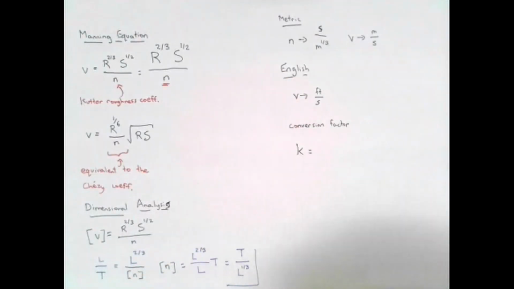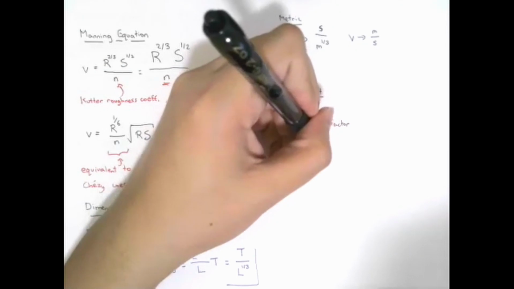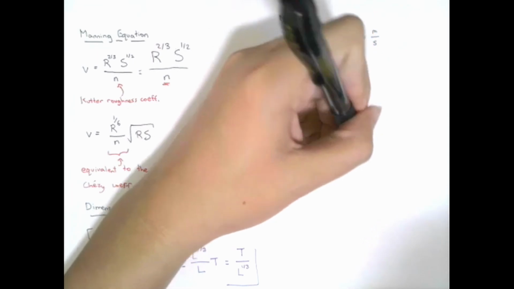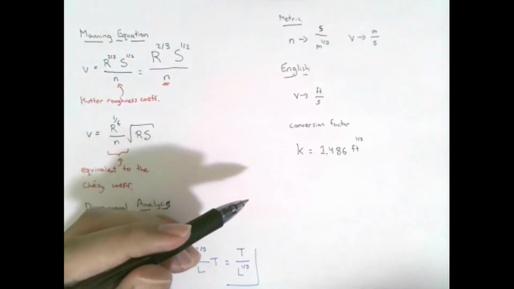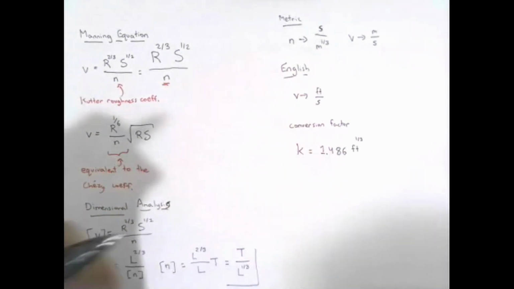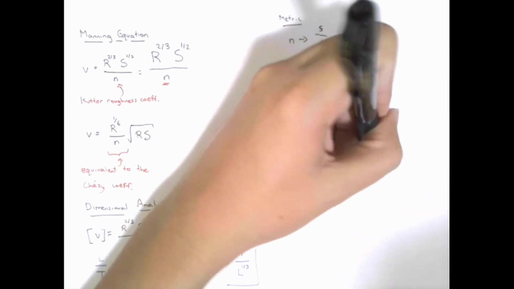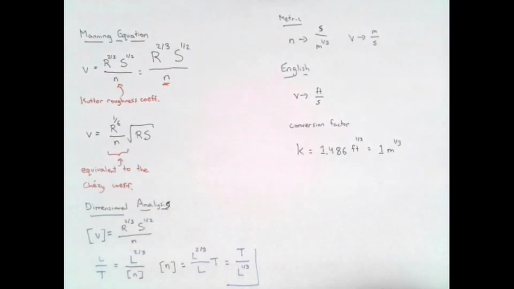And what is K? K is my conversion factor from English to metric units, or from metric to English units. So what do we know about K? We know that there are 1.486 feet to the power of 1/3 in every meter to the power of 1/3. Which means that if K is 1.486 feet to the power of 1/3 in every meter to the power of 1/3, then K could also be simply 1 meter to the 1/3. And this is a K value that we'll typically see in Manning's equation.